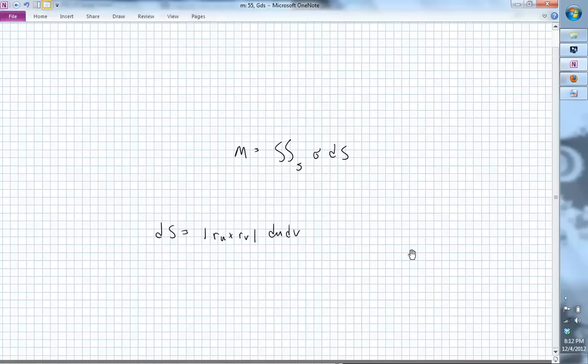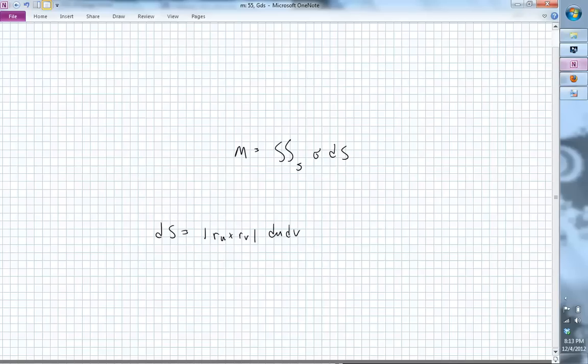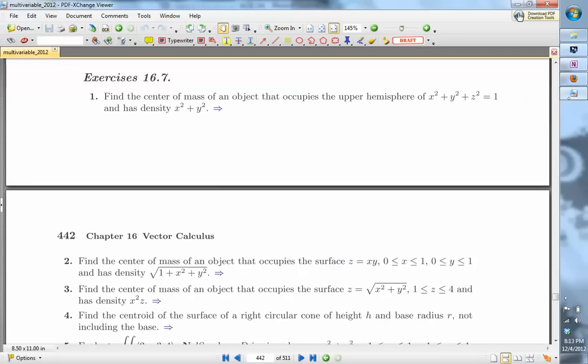The surface, let me go back to the book here. You have to parameterize the upper hemisphere using spherical coordinates. So if we do spherical coordinates here, we get r of u and v is equal to sine v cosine u, sine v sine u, and cosine v. Let me just double check that there was no radius on that. The radius is 1, good.